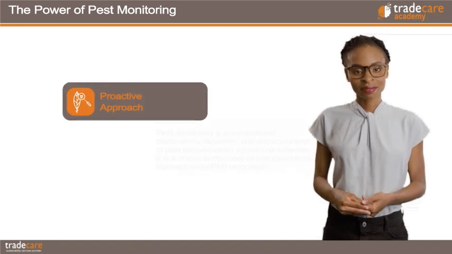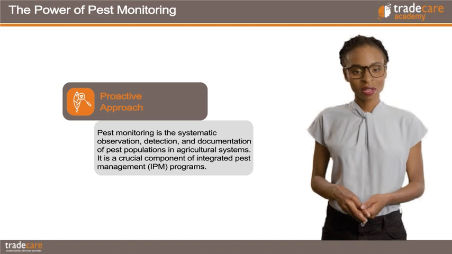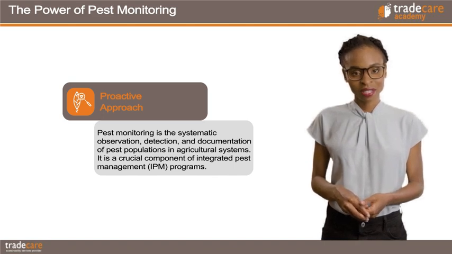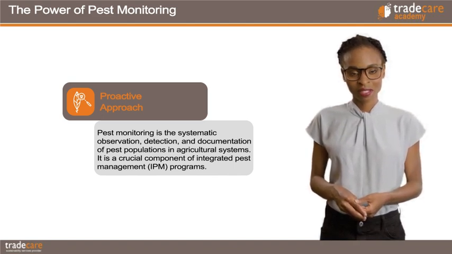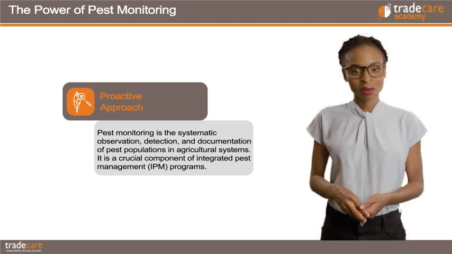Proactive approach. Effective pest monitoring involves systematic observation, detection, and documentation of pest populations in agricultural systems. This proactive strategy is a crucial component of integrated pest management, or IPM programs, allowing growers to identify potential pest threats early.